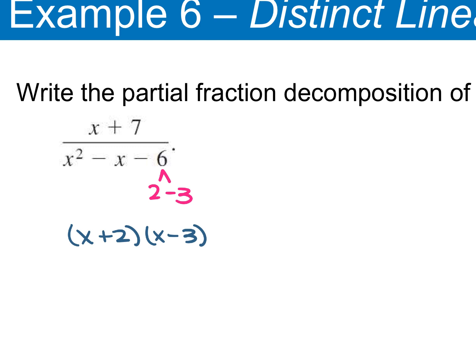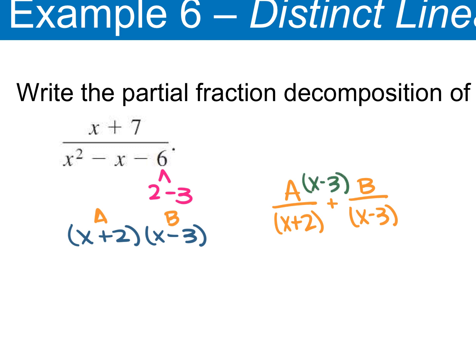So from here, you have two parts, one that's A, one that's B. You're going to rewrite this as two fractions added together. So one that's going to be A over x plus 2, the other one that's B over x minus 3. Your A is not over x minus 3, so you're going to multiply it by x minus 3. B is not over the x plus 2, so you multiply it by x plus 2.